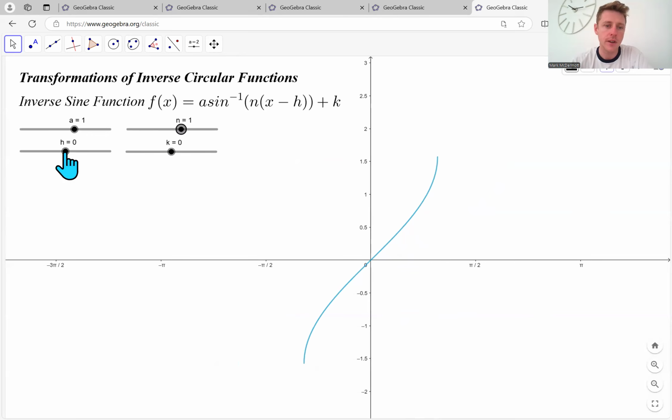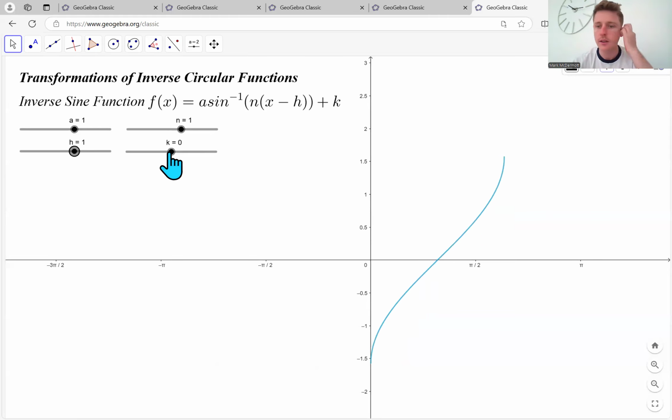Okay, h. If h is positive, it moves it to the right. If h is negative, it moves it to the left. So let's maybe move it to there, to the right by 1. And then k moves it up and down. So it's our vertical translation. So k goes down, so that's maybe there now. And then if we move it up, it goes like that. So that is all of our transformations of inverse circular functions.